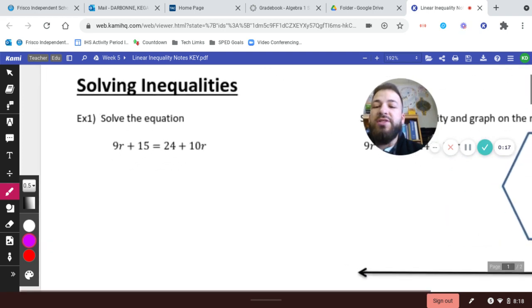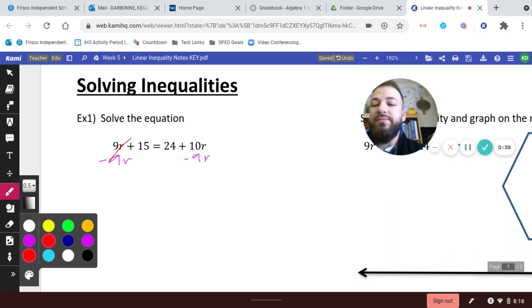So we want to solve the equation 9r plus 15 equals 24 plus 10r. This is just like our standard linear equation. So I want to get my r's by itself. I have 9r, I have 10r. I can move either one of them. I always like to keep my r's positive. So that's why I'm choosing to subtract 9r from both sides, because that will cancel out over on the left. And on the right, I'll end up with 10r minus 9r, which gives me 1r.